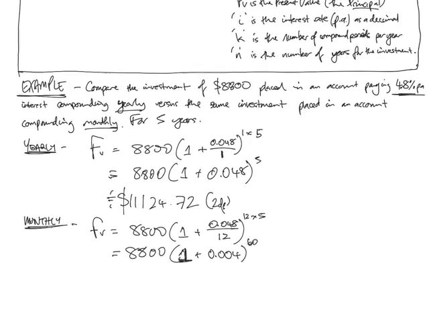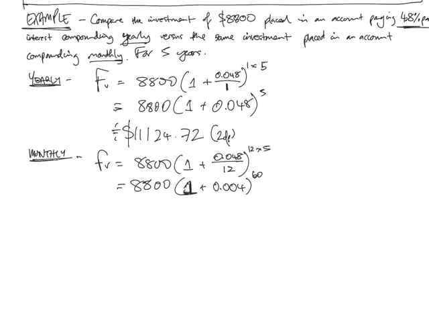So over those 5 years, it's going to compound 60 times. Yes, it's going to compound by a smaller amount, the 4.8% divided by 12, but simply because it's compounding 12 times a year, it's actually going to be a bigger final value at the end. So work this out, 1 plus 0.004 to the power of 60, times by 8,800, and that comes to $11,181.64.